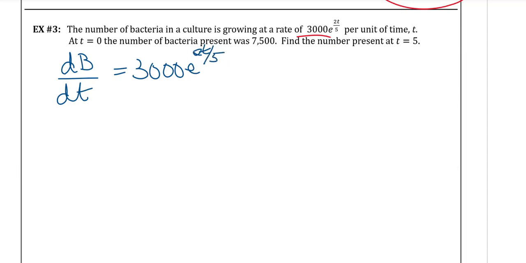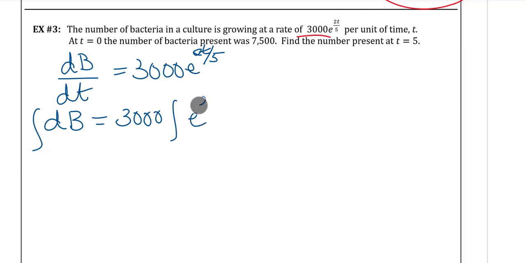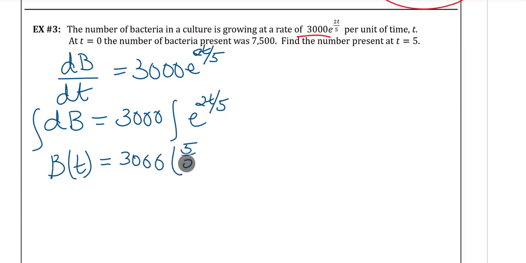and solve it. So we're going to do dB equals 3,000 e to the 2t over 5, and I'm going to integrate both sides. And integrating both sides, I get B of t, if you want to call it that, equal to 3,000 times 5 halves e to the 2t over 5.